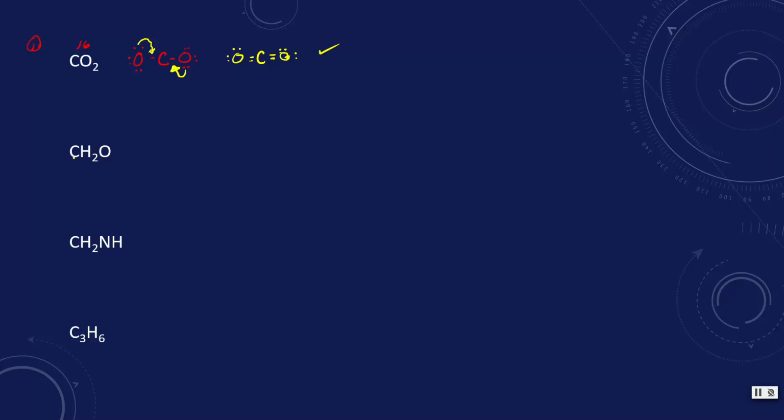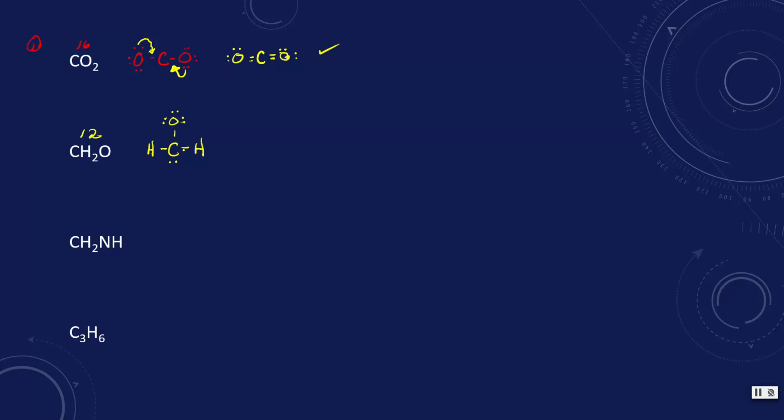The second problem, CH2O, has 12 valence electrons. Again, the least electronegative except for hydrogen is carbon, so I'm putting carbon in the middle. And I like symmetry, so this is the way I'm lining it up. Completing my octets.